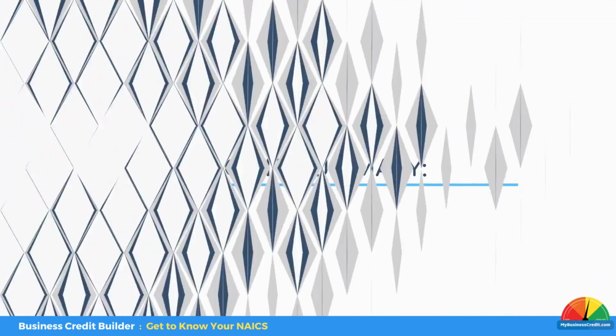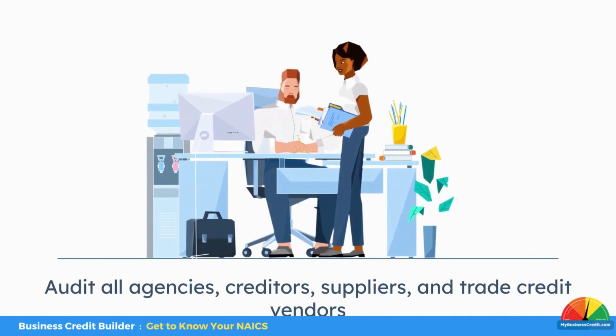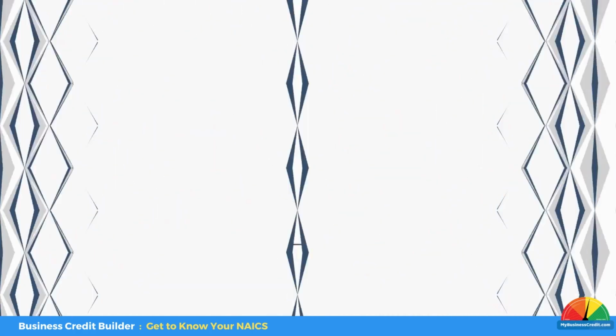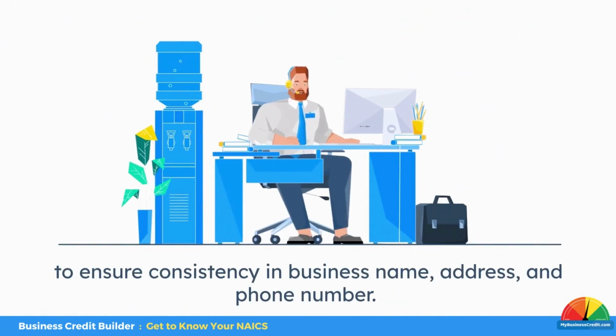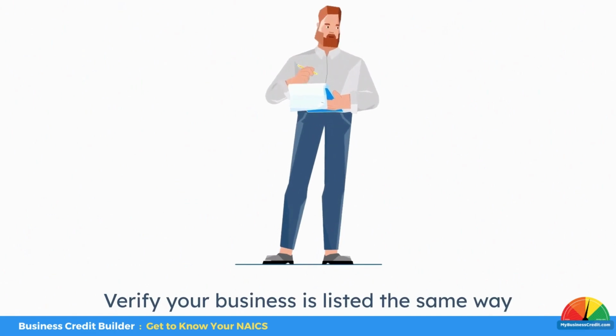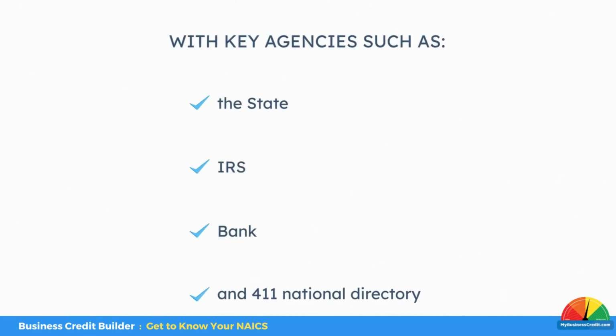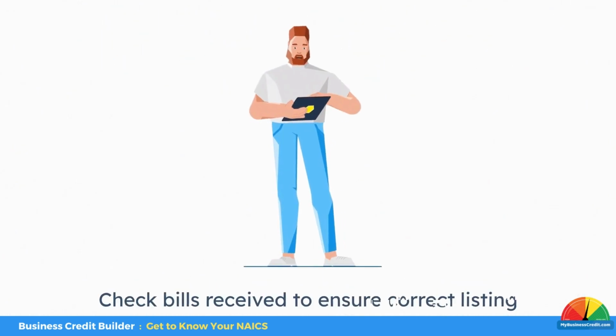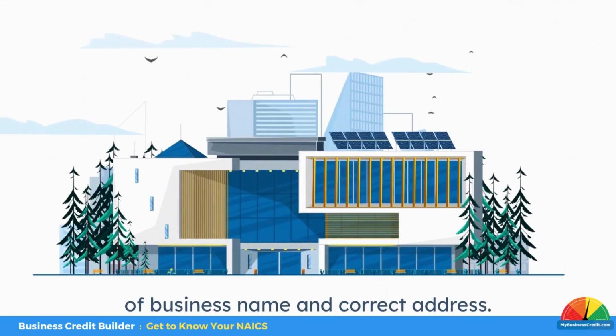Five-point summary. Audit all agencies, creditors, suppliers, and trade credit vendors to ensure consistency in business name, address, and phone number. Verify your business is listed the same way with key agencies such as the state, IRS, bank, and 411 National Directory. Check bills received to ensure correct listing of business name and correct address.